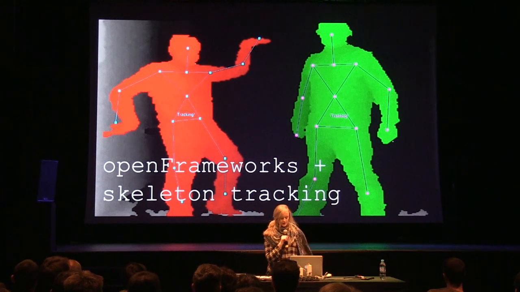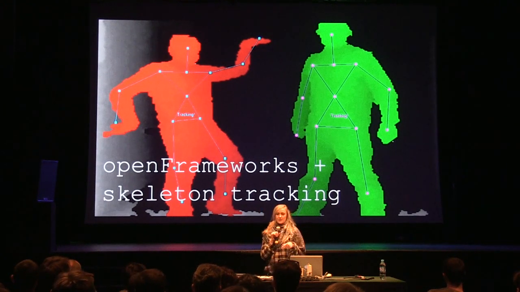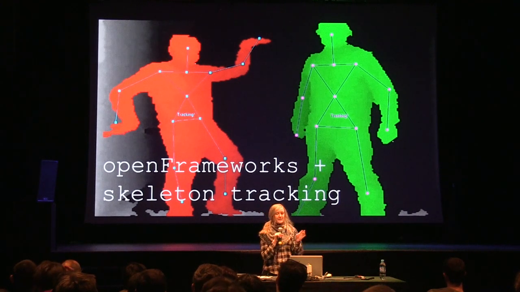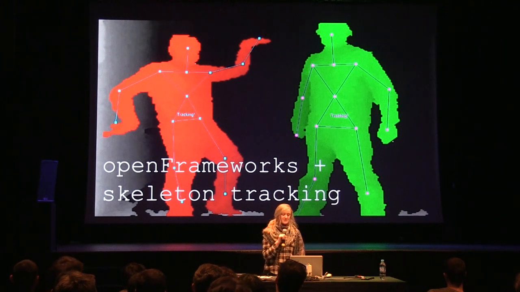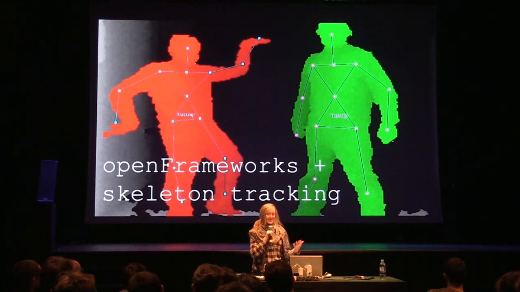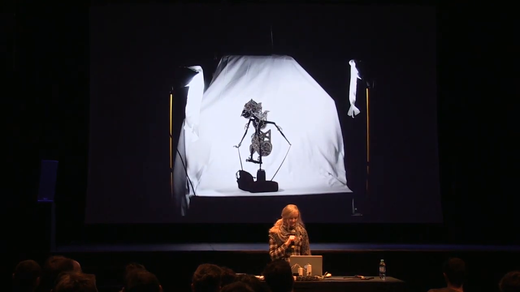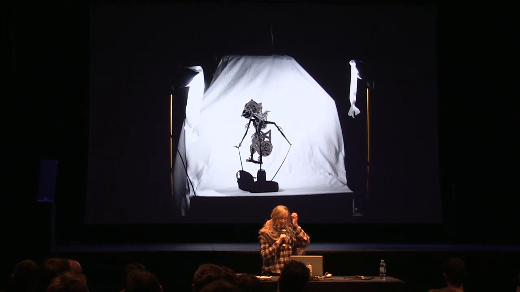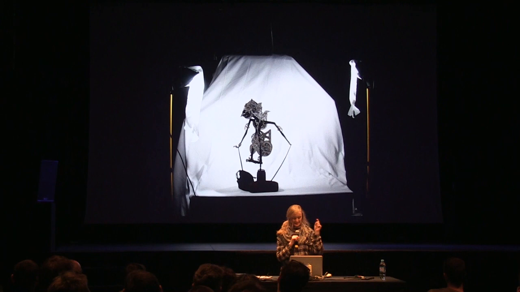And so for that, I used openFrameworks with skeleton tracking. So I used the Kinect and a library called OpenNI. And there's also an openFrameworks add-on for that, so that you can basically track people's skeleton data and then do amazing things with that. And so I kind of improvised a photo booth thing so that I would be able to take pictures of it.